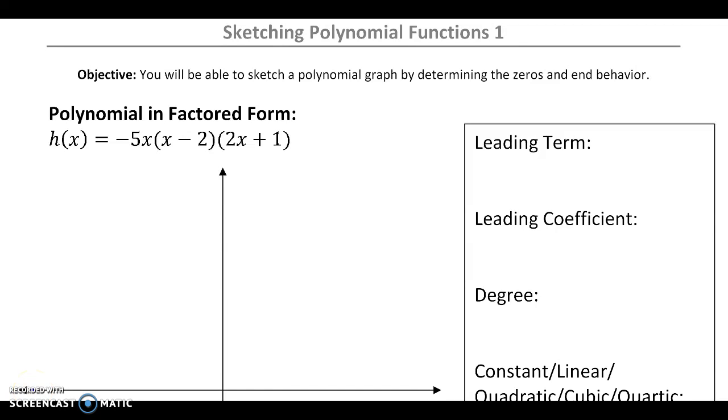Hi everyone. By the end of this video, you should be able to sketch a polynomial graph by figuring out what the zeros are and then determining what's called end behavior, which will be new. So this should look somewhat familiar. We have a polynomial in factored form.